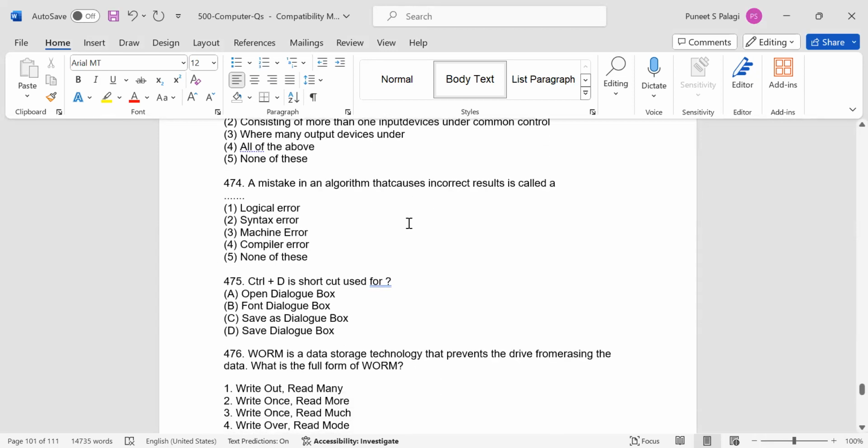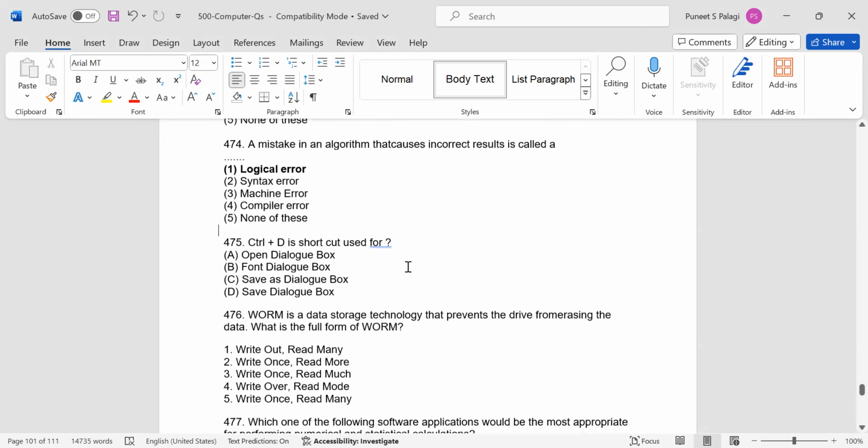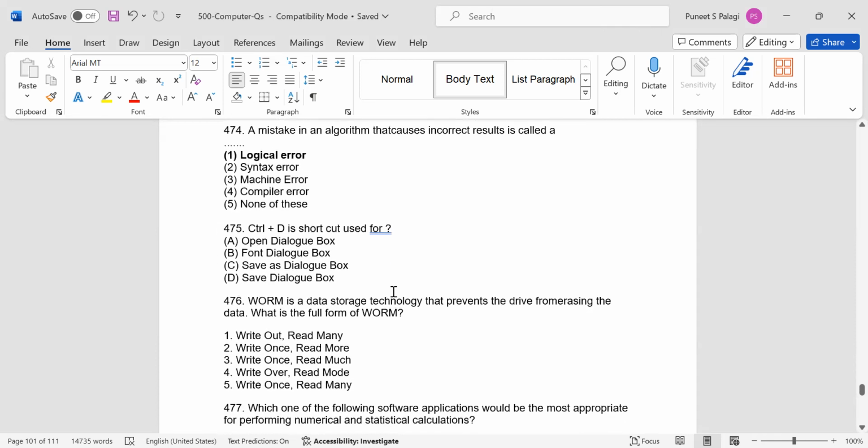Mistake in an algorithm that causes incorrect results is called logical error, syntax error, machine error, compiler error. A mistake in an algorithm that causes incorrect results, it is logical error. There is no mistake in the syntax, but due to incorrect logic, the results also will be incorrect.